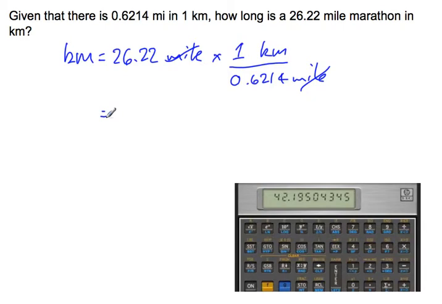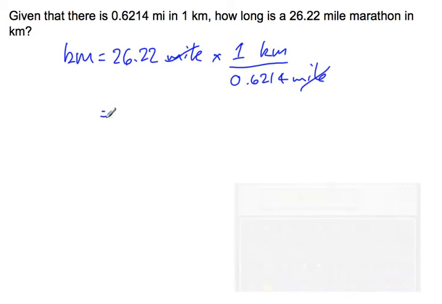Well, again, you can see I have this great big number, and I'm not going to write down that great big number because I know I don't have that level of precision. I only have 4 sig figs given. So my answer will have 4 sig figs, so I'm going to round. So my answer becomes 42.20 kilometers.